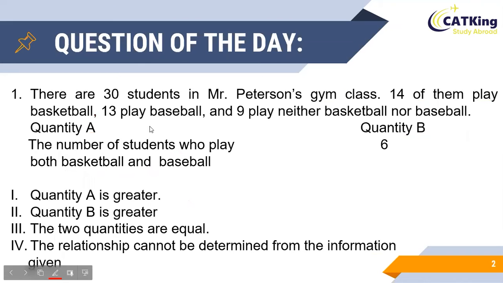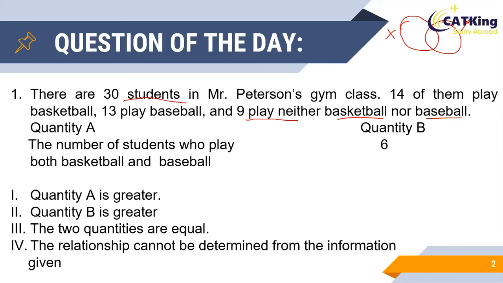So it is given to us that there are 30 students in total in his gym class and 9 do not play either basketball or baseball. So let us draw a Venn diagram to represent it better. Let us call this basketball, let us denote this by X, and baseball is denoted by Y.